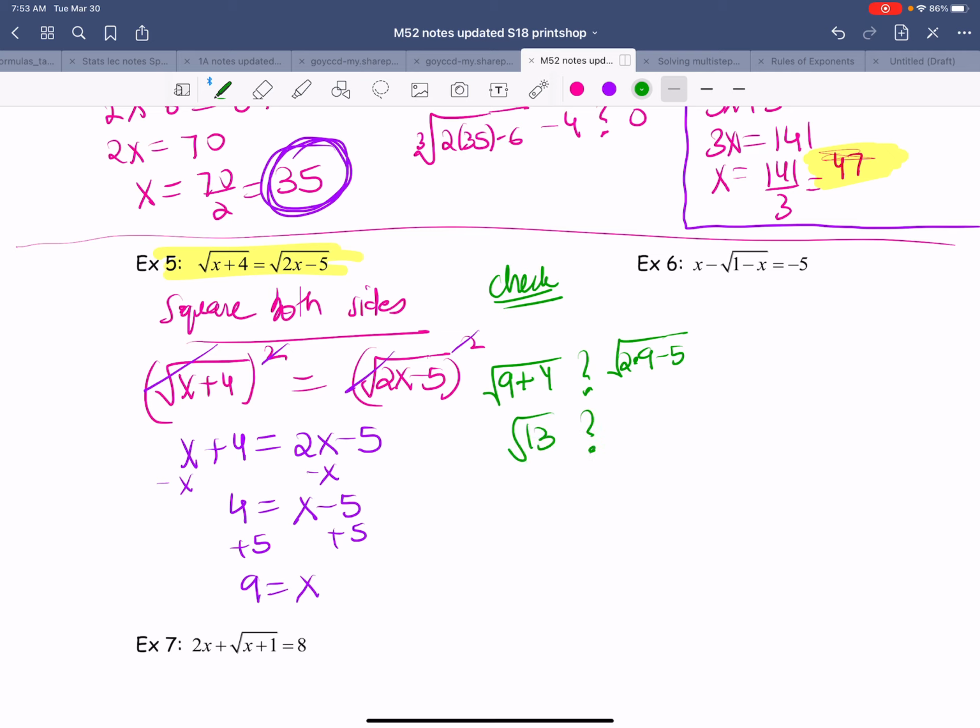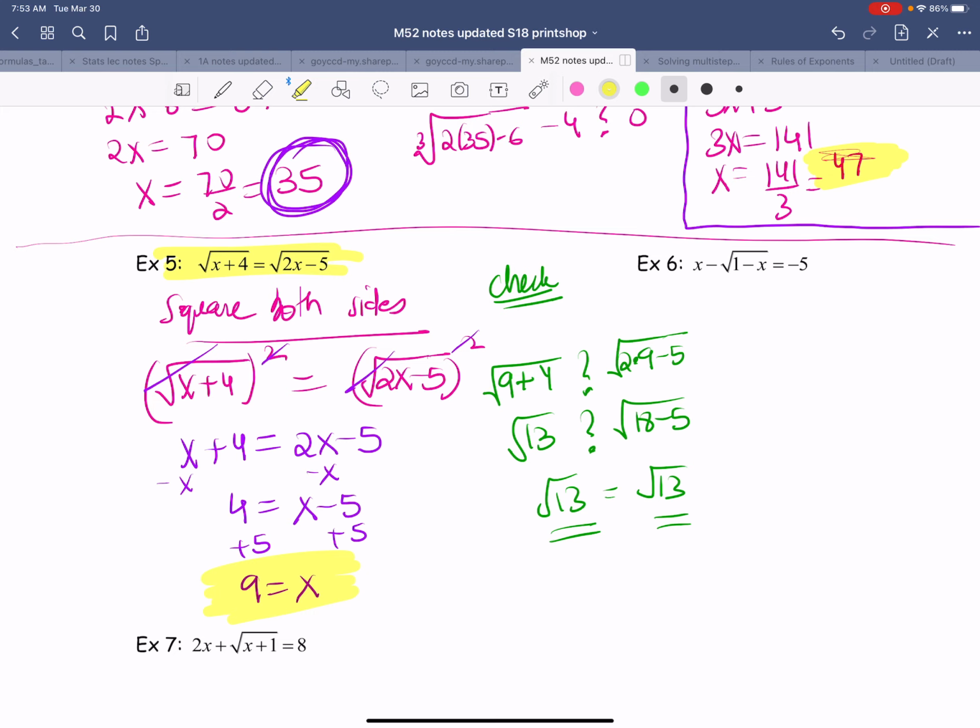Square root of 13, is that equal to 2 times 9 is 18 minus 5? 18 minus 5 is also 13, and square root of 13 on the left side, square root of 13 on the right side, both left and right side are equal to each other. So we do have a solution here, and I'm going to go ahead and box this or highlight it.